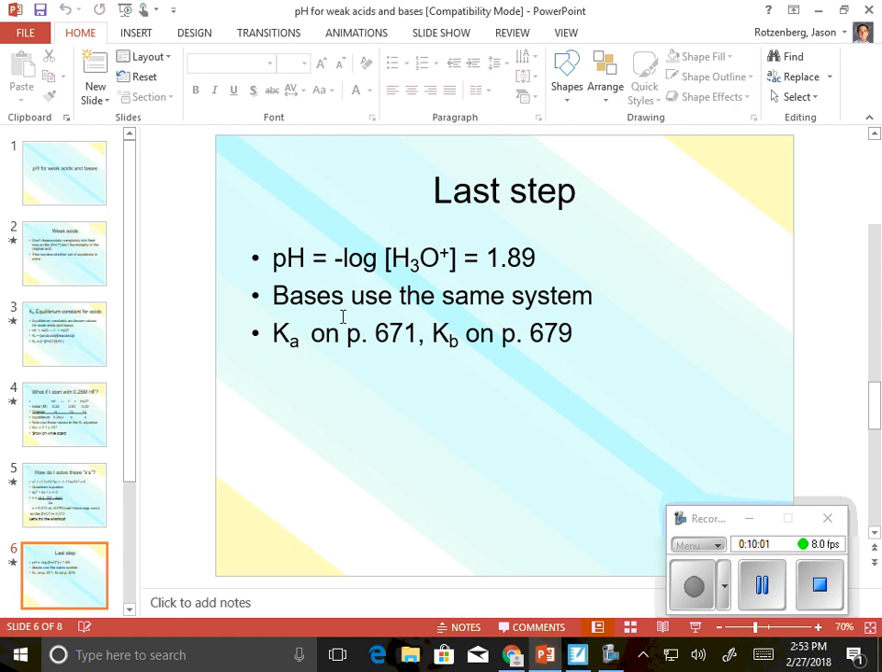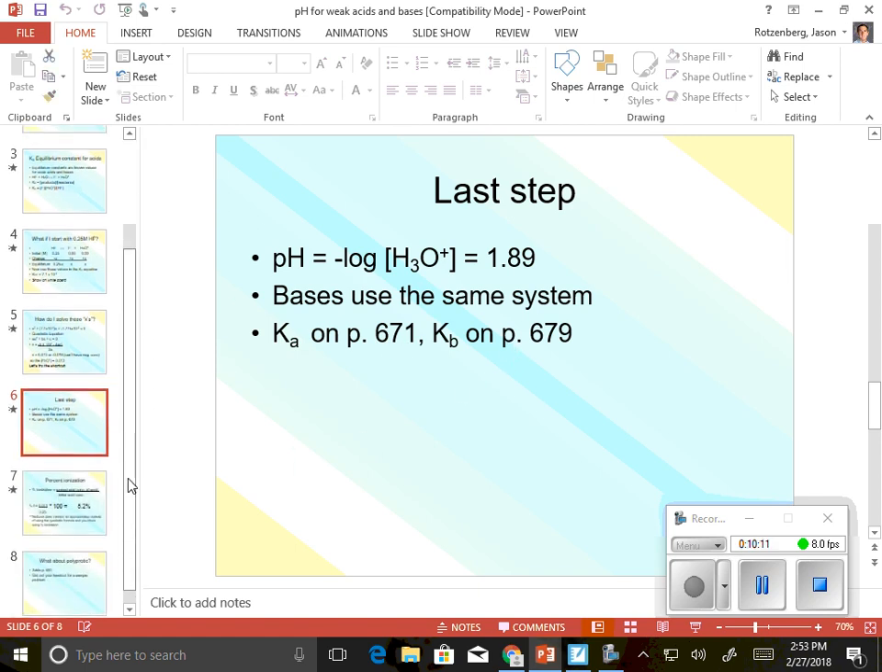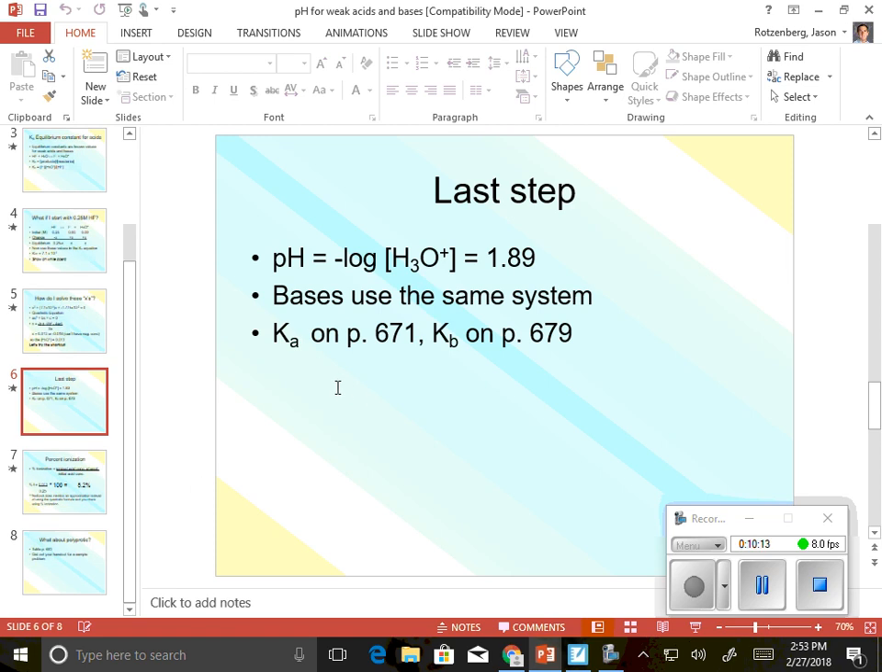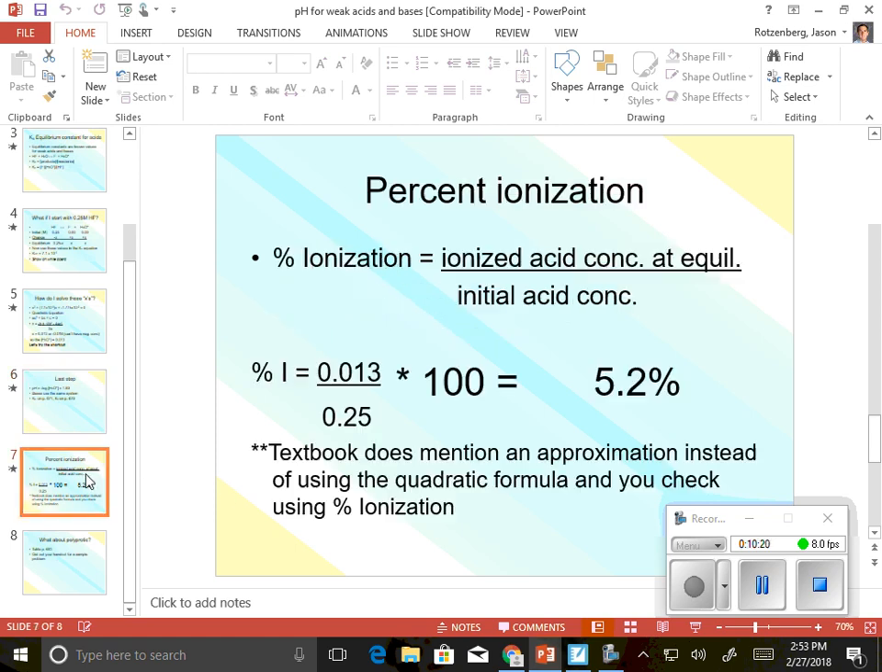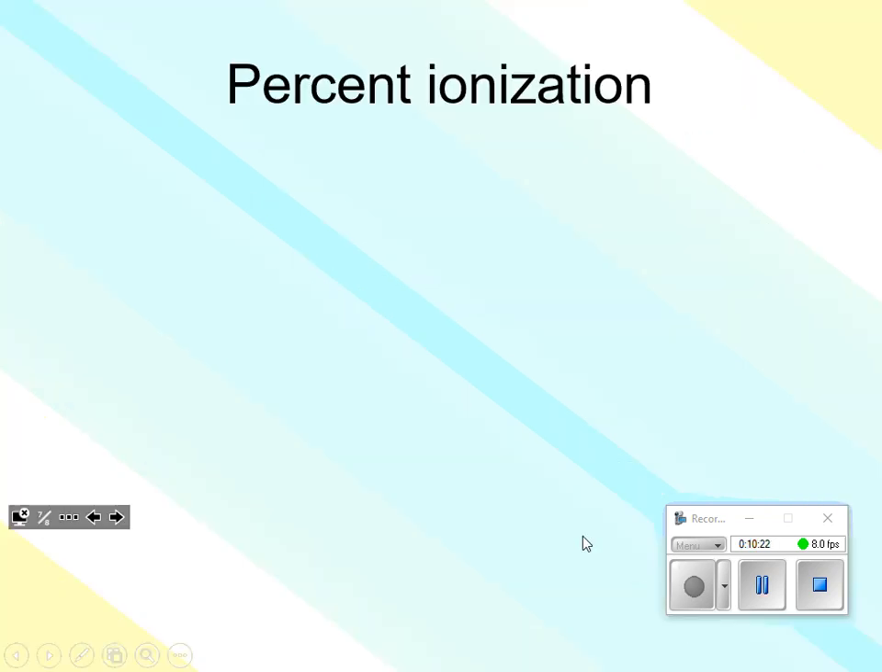Ka values, again, are known at specific temperatures because K is temperature specific. So in your book on page 671 is the Ka values, 679 are the Kb values. You don't have K values for strong acids or strong bases because they completely dissociate. So if you do products over reactants, it gives you kind of like infinity as a value.